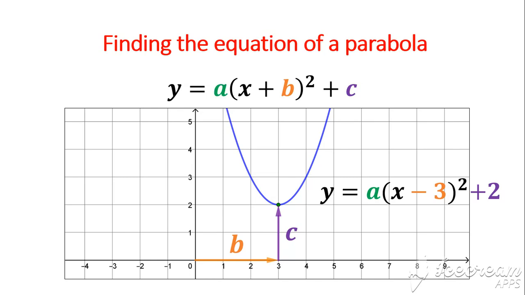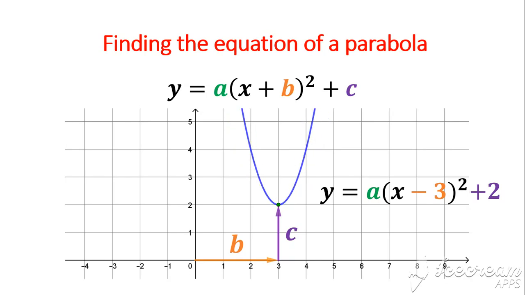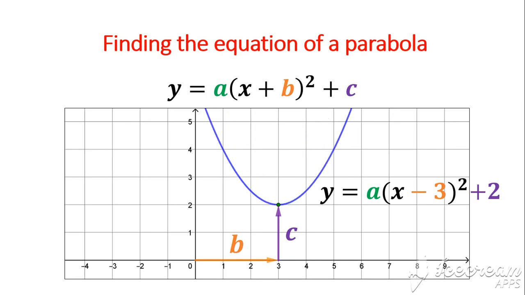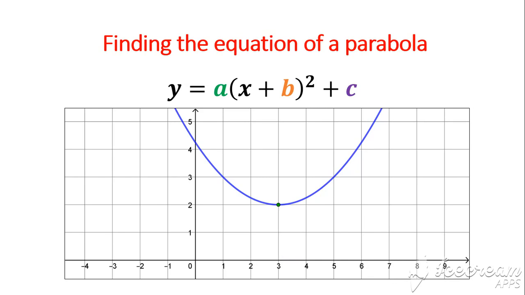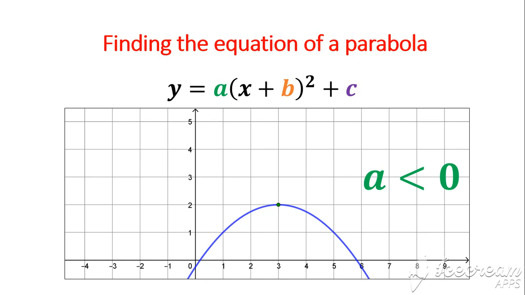Now that just leaves the value of a. What does a do? Well, a is a number that simply determines the width of the parabola, and I can have really narrow parabolas or much wider parabolas, or even parabolas that are upside down. When a is greater than 0, we have what I'll call a smiley face. But when a is less than 0, we have what I like to call a sad face.